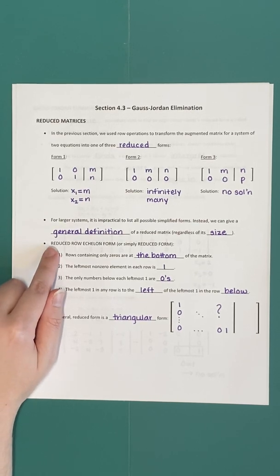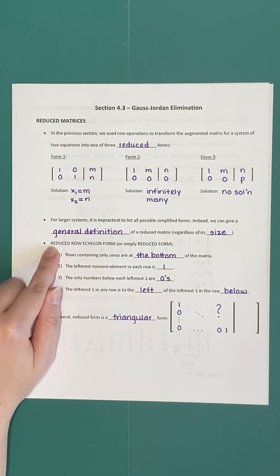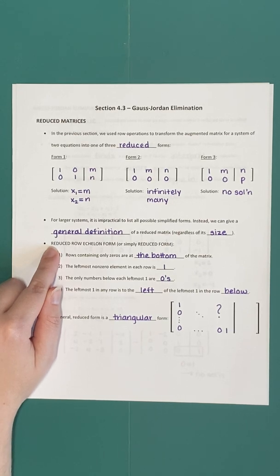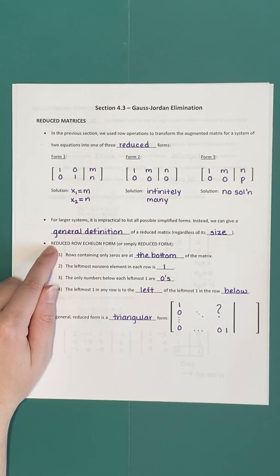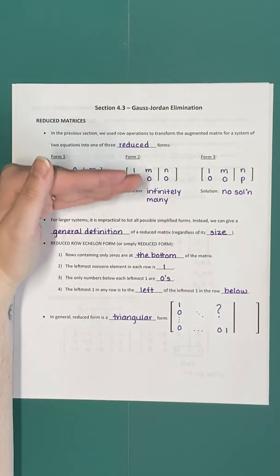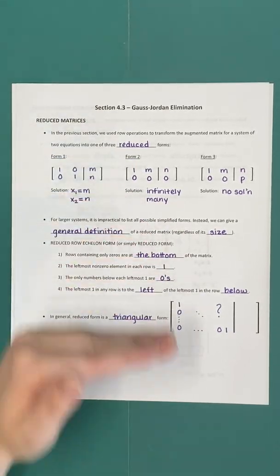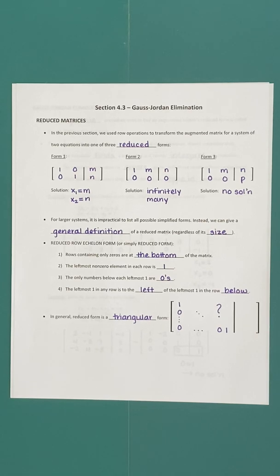So the first requirement to be in this form is that rows containing only zeros, if we have one of them, we might have more than one, have to be at the very bottom of the matrix. So if they were further up the matrix, you need to swap rows so that they're at the bottom of the matrix. So all zeros are always at the bottom. Anything above those has to be rows that contain at least one non-zero element.